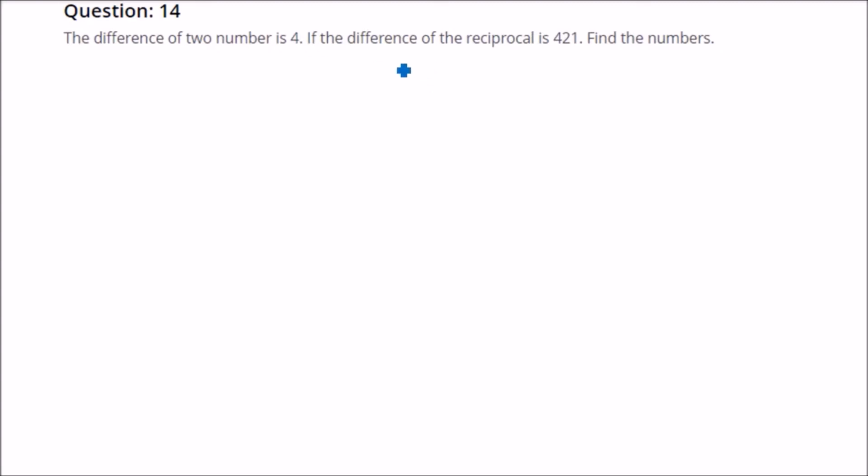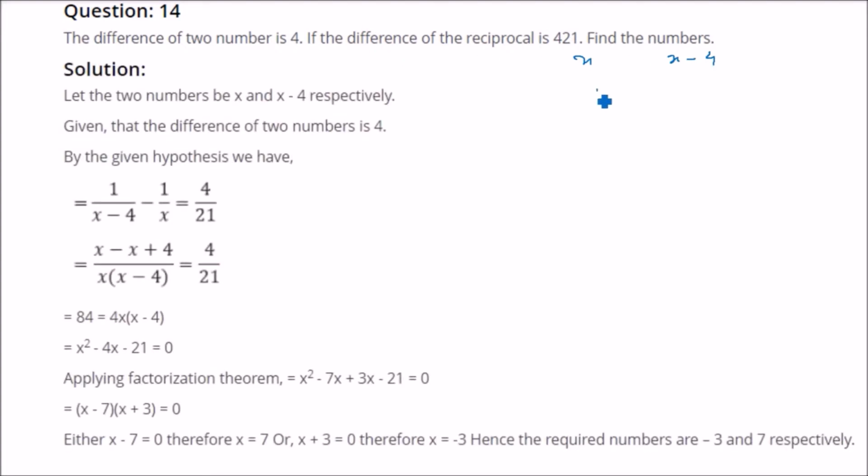The difference of two numbers is 4. That is, if x is one, the other is x minus 4. The difference of their reciprocals is 4 by 21. That is, 1 by x minus 1 by x minus 4 will be equal to 4 by 21. So here I have made a mistake.